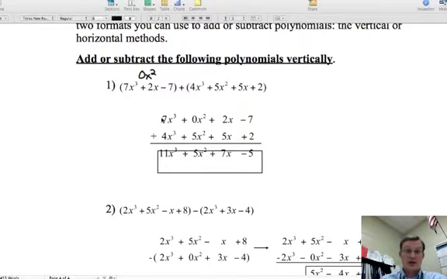And so we just add those up. 7 plus 4 is 11. Notice you have x to the third, x cubed. 5 plus 0 is 5. 2 plus 5 is 7. Negative 7 plus 2 is negative 5.